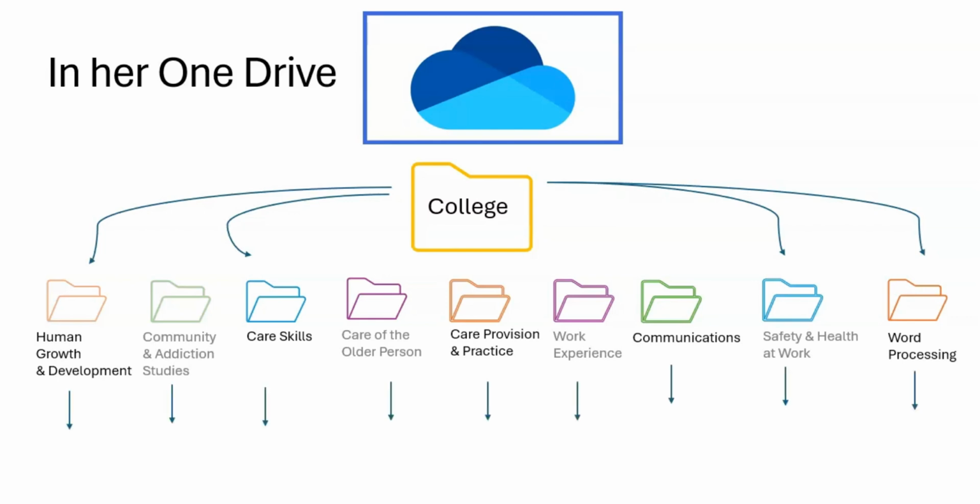So inside each of these folders, there is going to be different kinds of documents or files. For example, in the human growth and development, we can see there's 3 documents there. They could be Word documents that she created. On the second folder, Community Addiction Studies, there's 2 Word documents and there's also an audio file. Perhaps she recorded an interview and uploaded the audio file to her folder. The care skills is another option where she actually made a video and she uploaded that video file to the folder, and she also created a Word document.